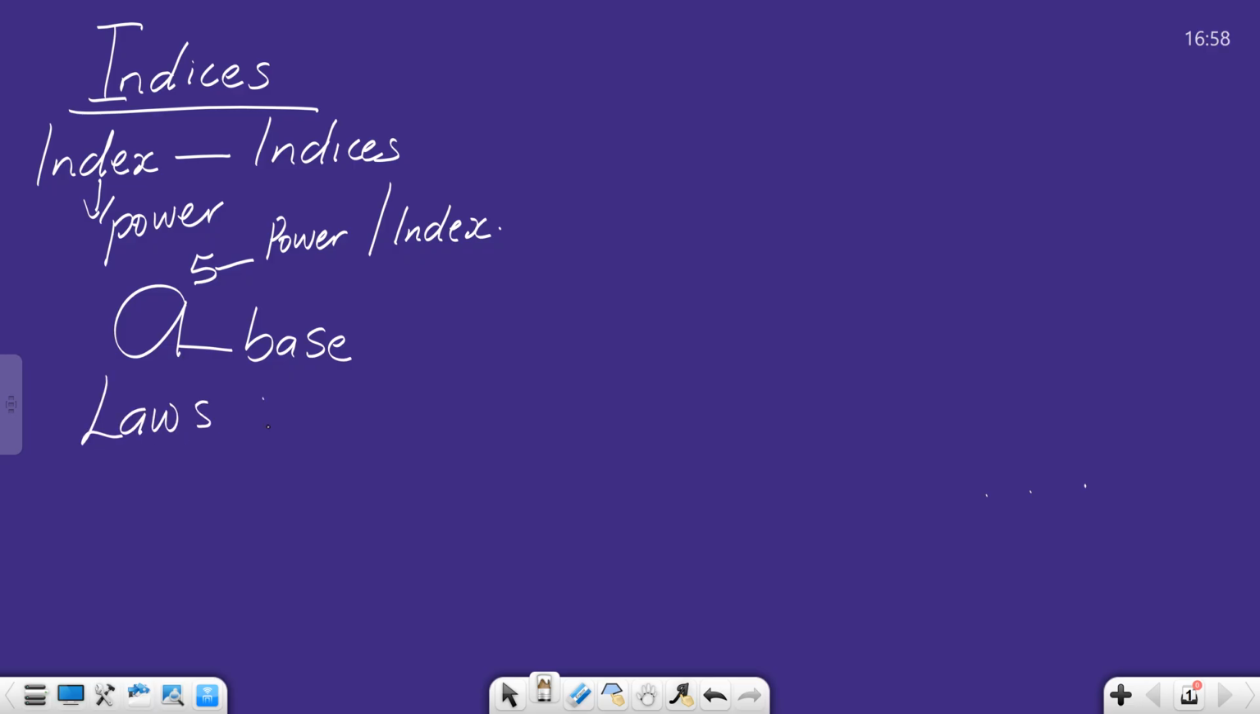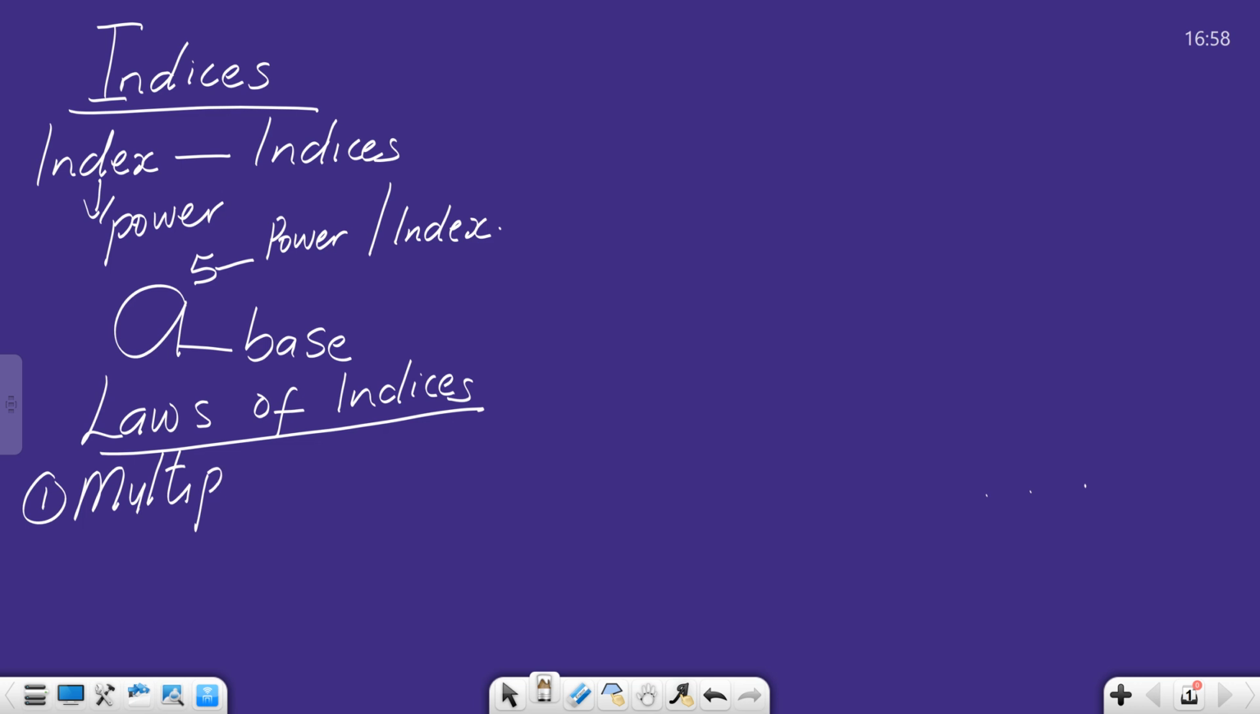Laws of indices. The first law we'll be talking about is law 1. We call it multiplication law. What does this law say? The law says when you multiply indices of the same base, we add the power.